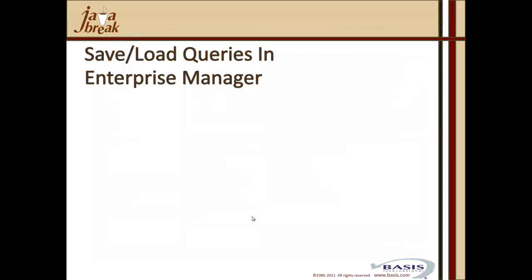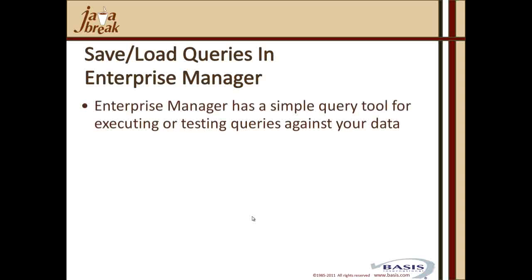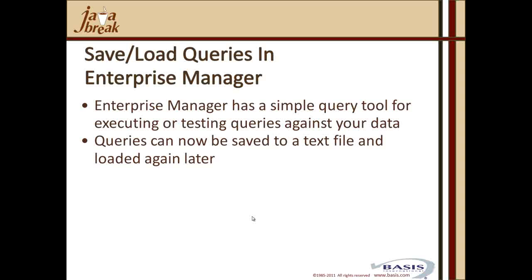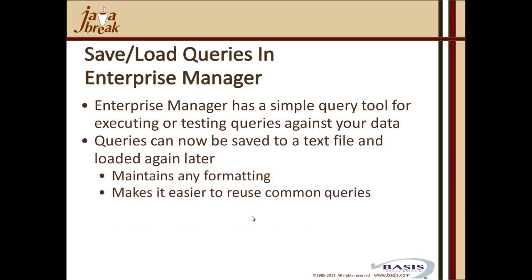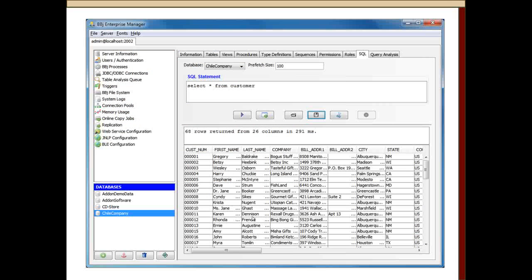One other new feature we've added is the ability to save and or load queries in the Enterprise Manager, SQL queries. Enterprise Manager has a simple query tool for executing or testing queries against your data. Those queries can now be saved to a text file and loaded at a later stage. Some of the benefits are that it maintains any formatting that you might have had in place for that SQL select statement, and it makes it easier to reuse common queries that you wish to run against your data at a later point in time. Here's what it looks like. From our standard SQL tab, we have the SQL statement, which we can now save to disk.